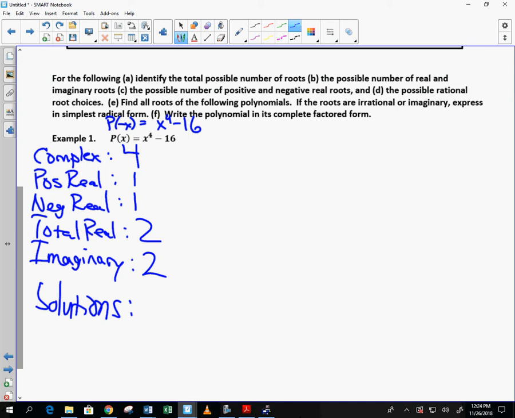Let's find them. Does it factor? To what? X squared minus 4 plus 4. Sweet. Does x squared minus 4 factor? X minus 2, x plus 2.